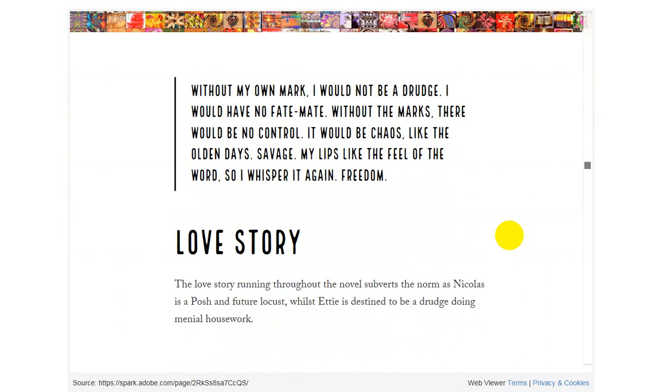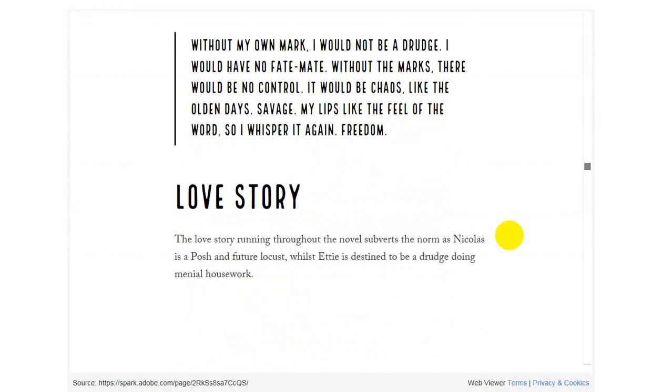There would be no control. It would be chaos like the olden days, savage. My lips like the feel of the word, so I whisper it again.